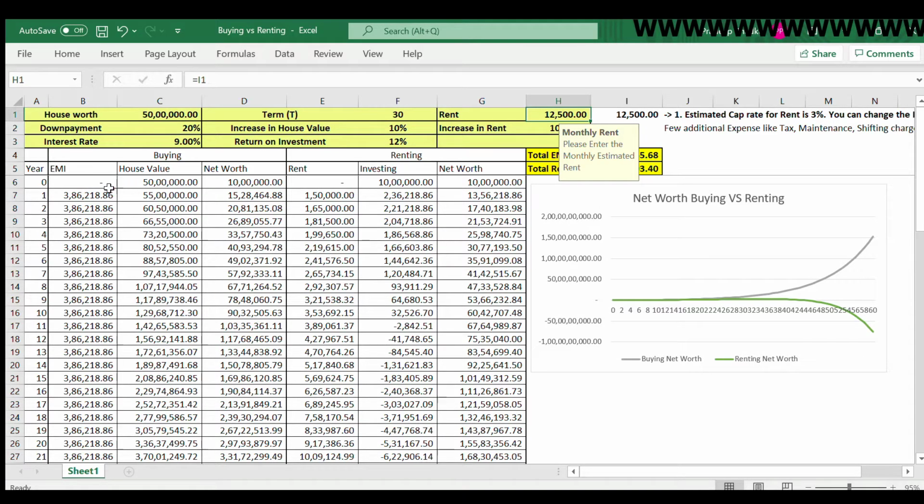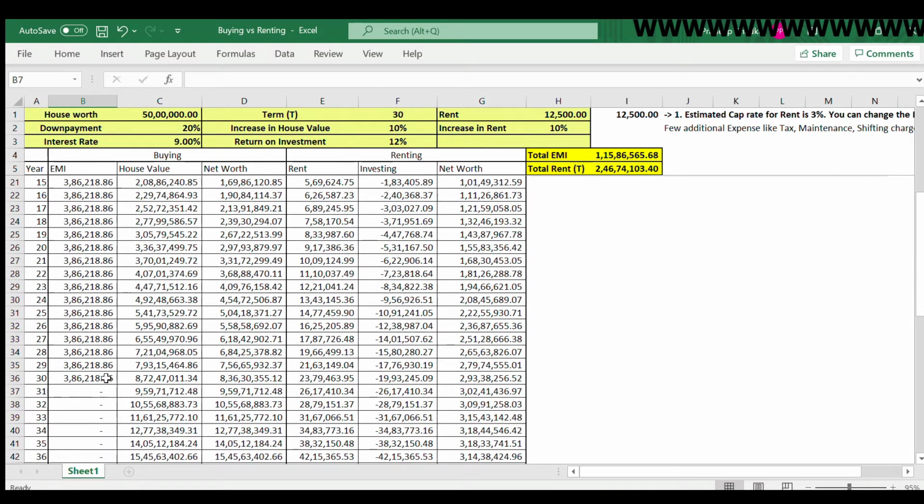So when you see over here, at 10 lakh rupees worth of down payment and 50 lakh rupees worth of house at an interest rate of 9%, your annual EMI, or the monthly payment that you are making, will come up to around 3.86 lakh rupees per annum. So over here, because we are assuming a fixed interest rate loan over a period of 30 years, you will be paying this for 30 years.